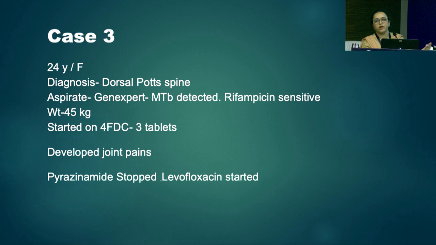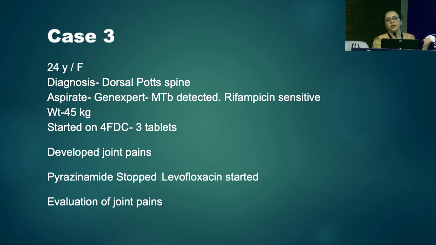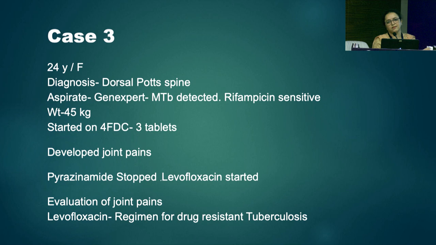No. So what should have been done? The joint pain should have been evaluated. Uric acid levels should have been sent. Other causes of joint pain should have been looked into before actually stopping the pyrazinamide. So you first treat the joint pains and try to restart the pyrazinamide. The second most important thing is you never add a single drug to any regimen. And levofloxacin, or any quinolone for that matter, is a drug reserved for drug-resistant TB. As I said in the beginning, this is a rifampicin-sensitive TB.